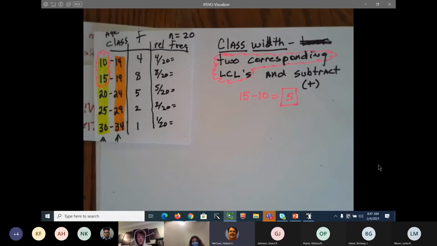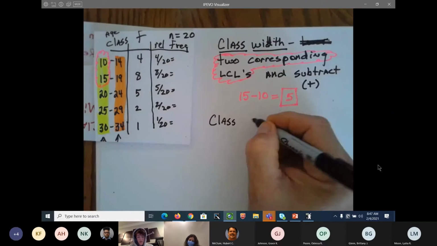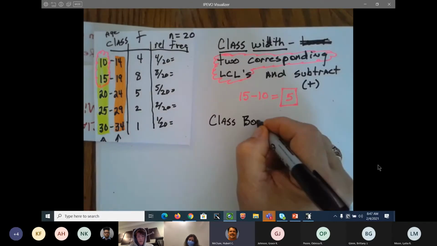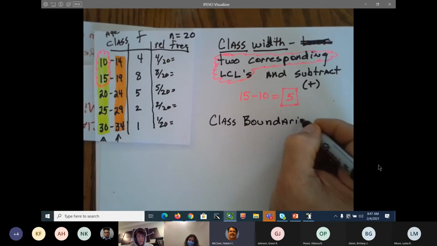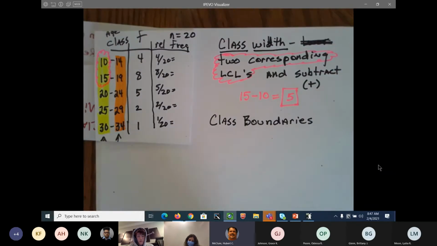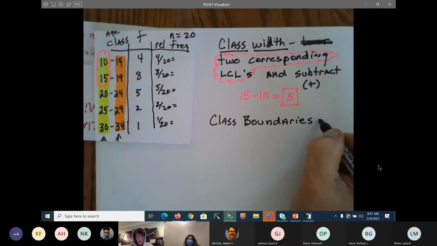Now, the reason you get the class width first is so you can calculate your other things. Okay? You got to calculate other things besides class width, and that's class boundaries. Now, class boundaries, make sure you write this definition out because you're going to screw it up if you don't. Class boundaries, and if I spell boundaries correct, I think that's right. All right, class boundaries. How do you do it?